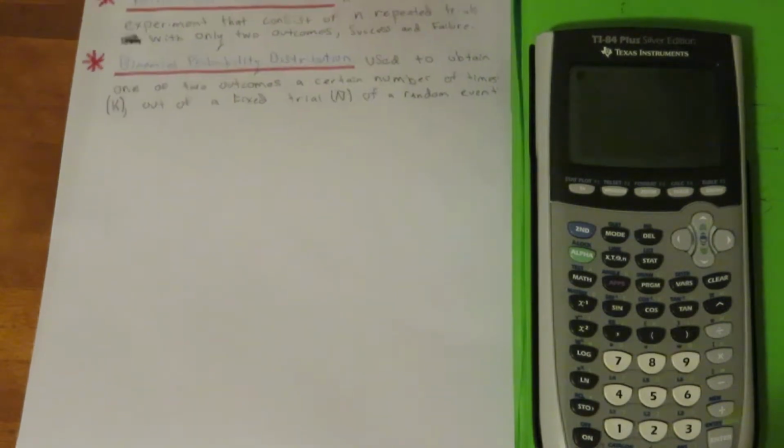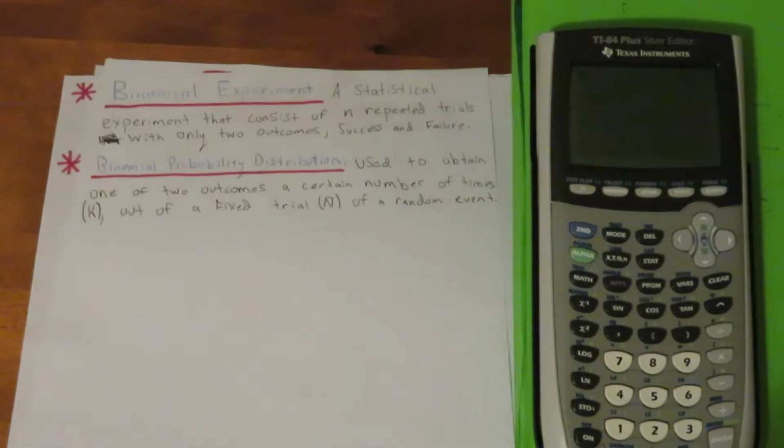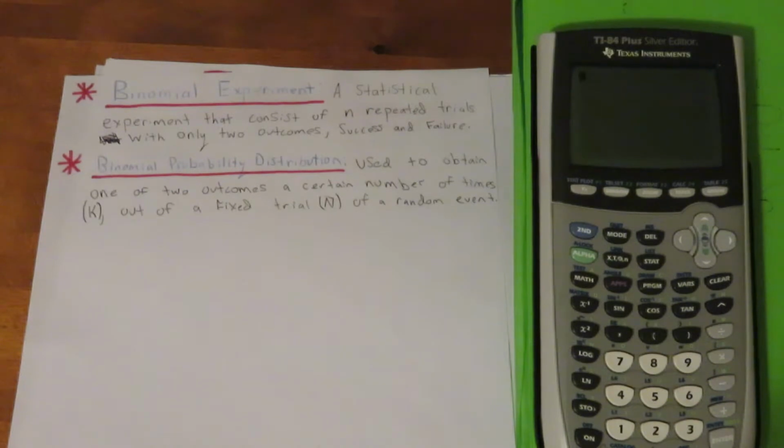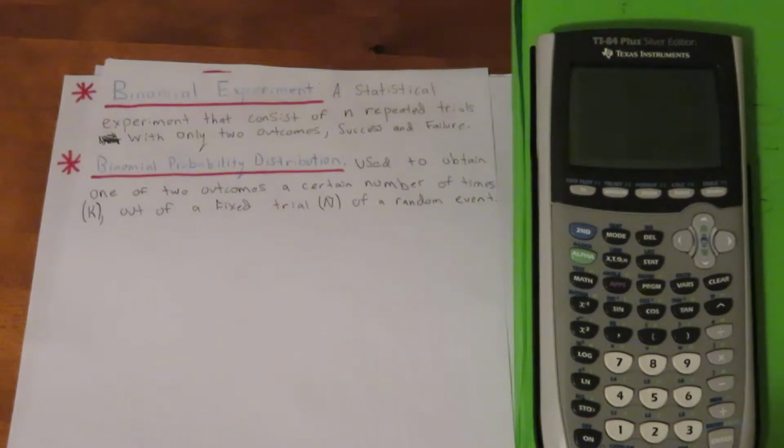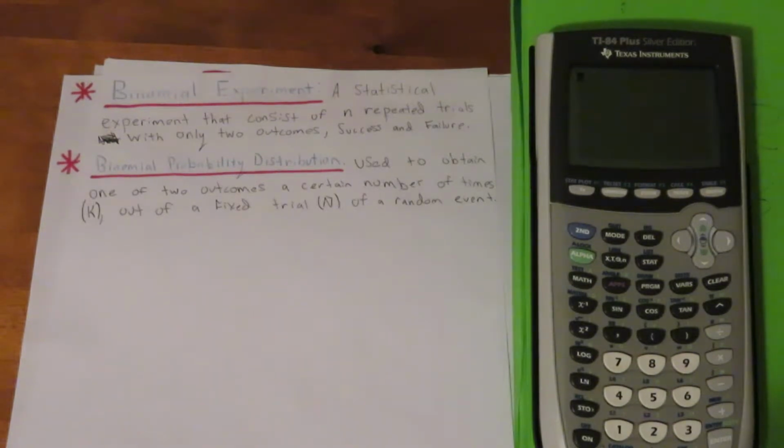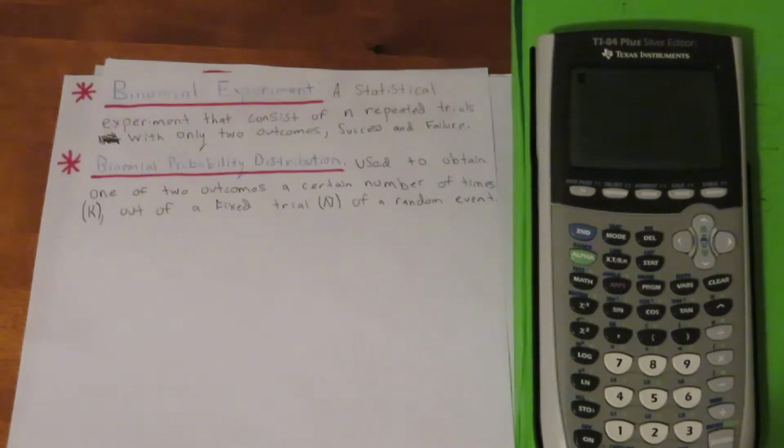Next we have binomial experiment, and this is a statistical experiment that consists of n repeated trials with only 2 outcomes, either success or failure. Binomial probability distribution is the next one, and this is used to obtain one of the 2 outcomes a certain number of times, represented by k, out of a fixed number of trials n of a random event.